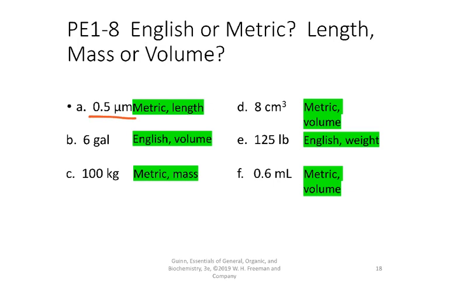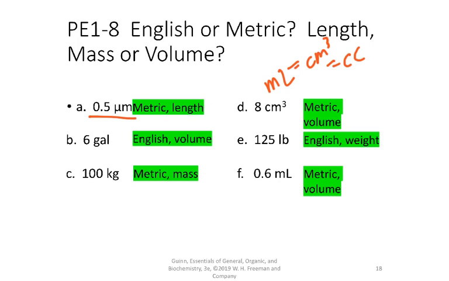The B, 6 gallons. Gallons is an English unit. If it was metric, it'd be something with liters, right? So gallons is English volume. 100 kilograms, metric mass. 8 centimeters cubed is metric, but it's volume. So it could be, remember, a milliliter is equal to a centimeter cubed, or a cubic centimeter. It's still derived from metric.